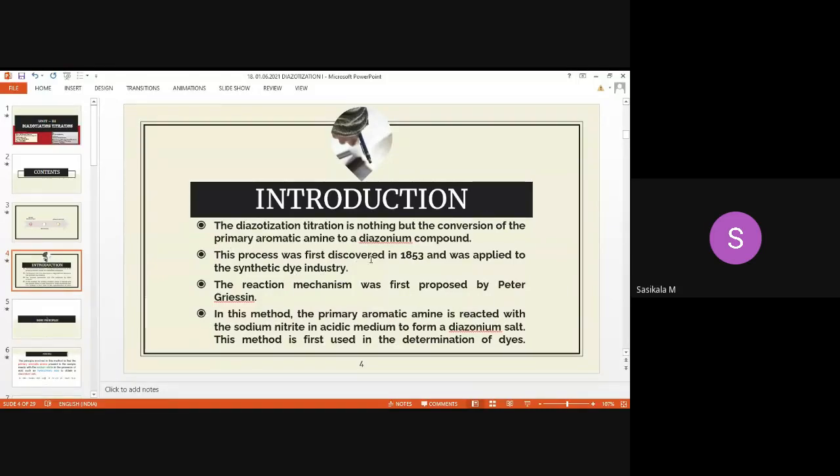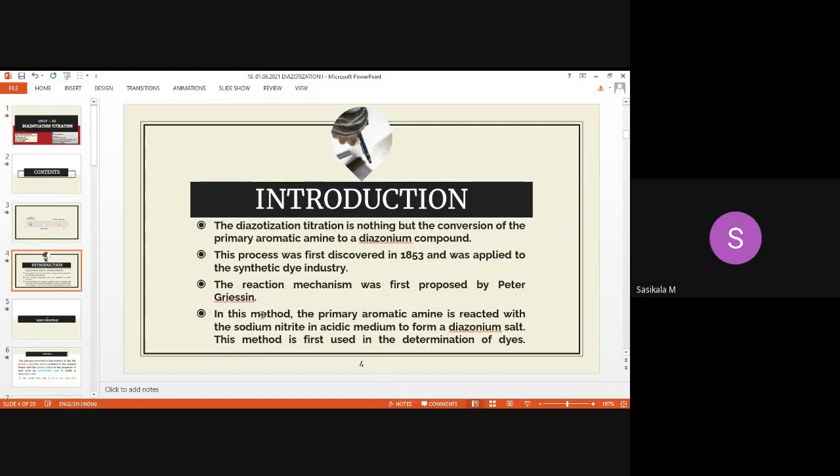And this process was first discovered in 1853 and was applied to the synthetic dye industry. Diazotization means you want to remember some color reaction and azo dye formation occurs. It was discovered in 1853. The reaction mechanism was first proposed by Peter Griess in the year 1853. Then in this method the primary aromatic amine is reacted with sodium nitrite. That's what we are going to discuss in brief in the coming principles and theory.